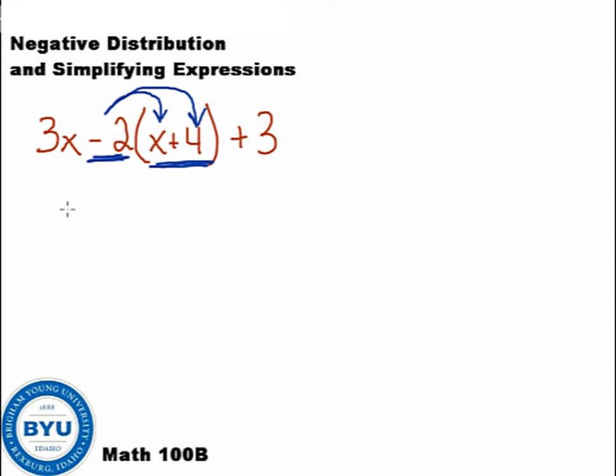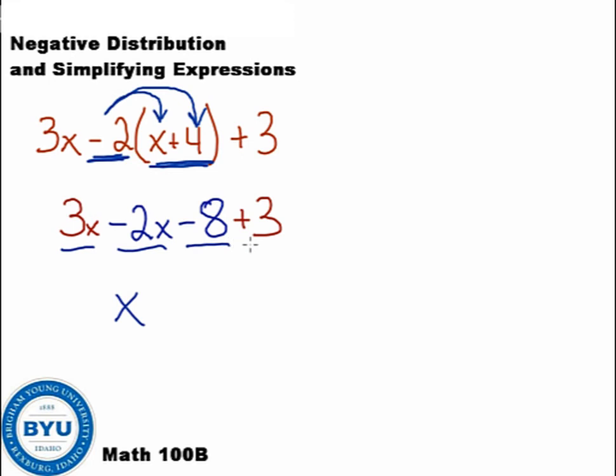When we do that, we get 3x minus 2x minus 8. That's important to remember to distribute that negative. The negative distributes to both of those, making both of these negative. Once you've done that, you can finish the problem simply by adding the like terms. Here I have a 3x minus a 2x. 3x minus 2x is just 1x, and negative 8 plus 3 is negative 5. And so this is our answer.